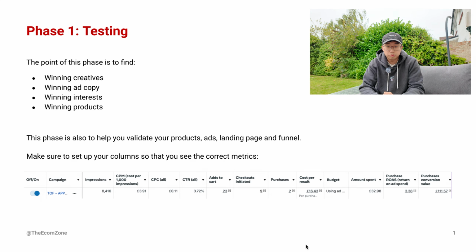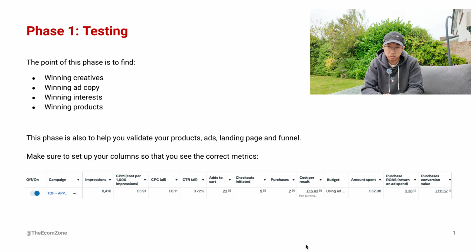So make sure to set up your columns so that you see the correct metrics. The first one you want is impressions. This is just the amount of people that see your ads. CPM is cost per 1,000 impressions, and usually this is around $20 depending on your niche and products. For me, as you can see here, it's only £3.91, which is around $5 I guess. The cost per click is the thing you want to look at, which is 11p for me, around 14 cents. Disgustingly cheap.